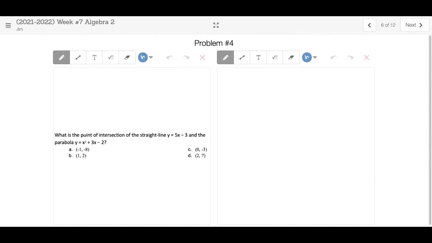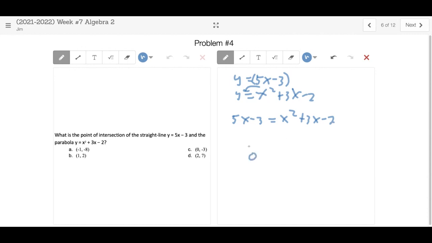All right, problem number 4, it says, what is the point of intersection of a straight line y is equal to 5x minus 3 and the parabola y equals x squared plus 3x minus 2? What is the point of intersection? Well, the point of intersection is the solution, right? So I could solve this many different ways. I'm going to use substitution, okay? y is equal to 5x minus 3. y is equal to x squared plus 3x minus 2. I know what y is equal to, so I'm going to substitute that in. So I end up with 5x minus 3 is equal to x squared plus 3x minus 2.